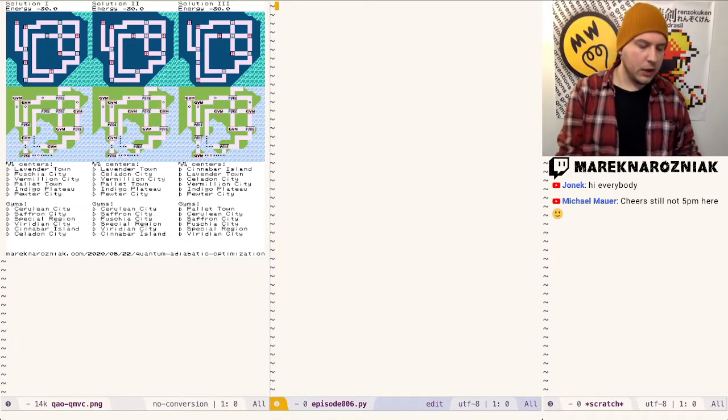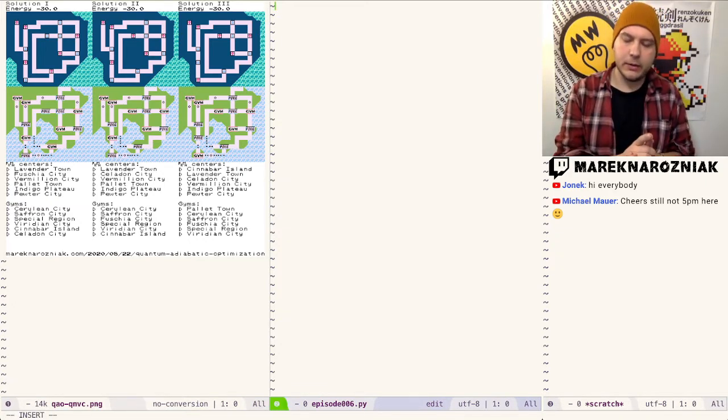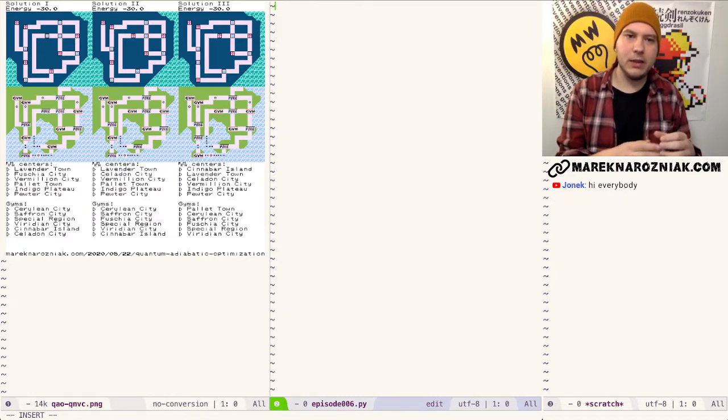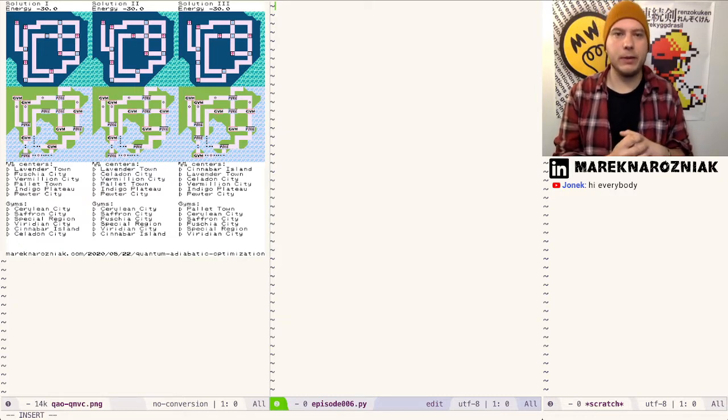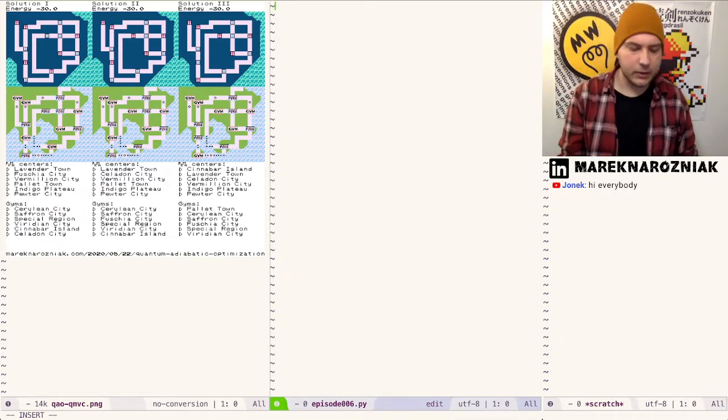Okay, so what I will do is simulate an adiabatic transformation from one Hamiltonian into another Hamiltonian, and I will repeat this process with different speeds and show you that if the transformation is slow enough, we will end up in the ground state of the final Hamiltonian. So let's get it started.